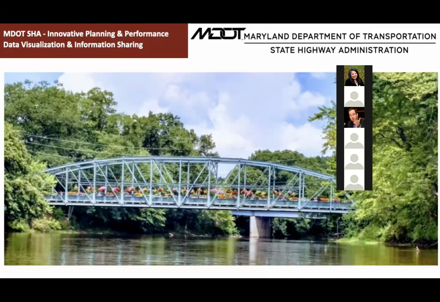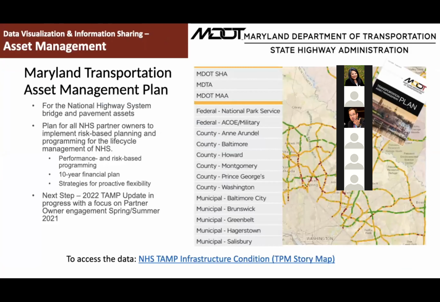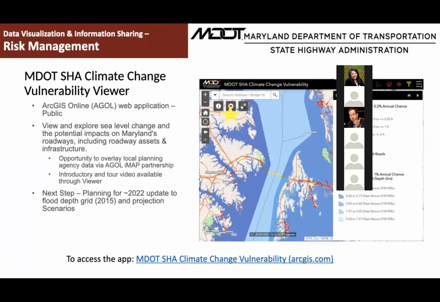Then I will end by connecting the guidance available in the TAM guide to communication strategies my team employs every day. So let's get started. We communicate risk-based asset management through the TAMP for the benefit of all 16 partner owners in Maryland. We visualize risk to our system and individual assets from sea level rise, storm surge, and nuisance flooding through the MSHA Climate Change Vulnerability Viewer.